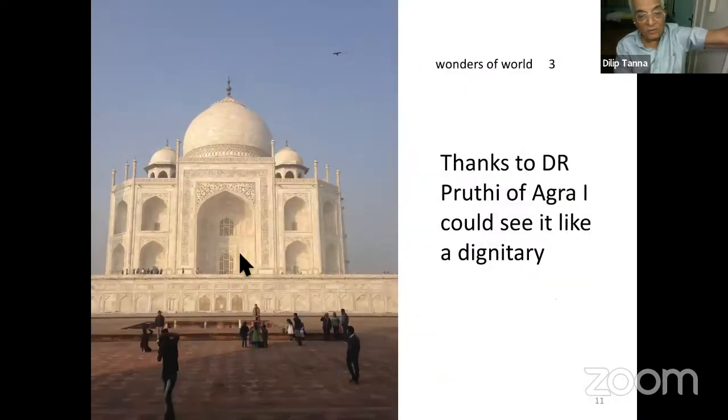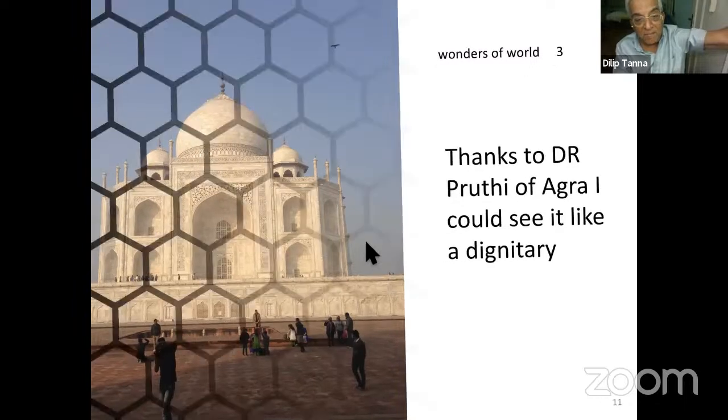This is the 3rd wonder of the world. We all know this is Taj Mahal. I'm sure most of us have seen it. But thanks to Dr. Pruthi of Agra, when I went to Agra to give a talk, Dr. Pruthi put me onto somebody, I could see like a dignitary, and I really had inside things of Taj Mahal, which you could really show to me.